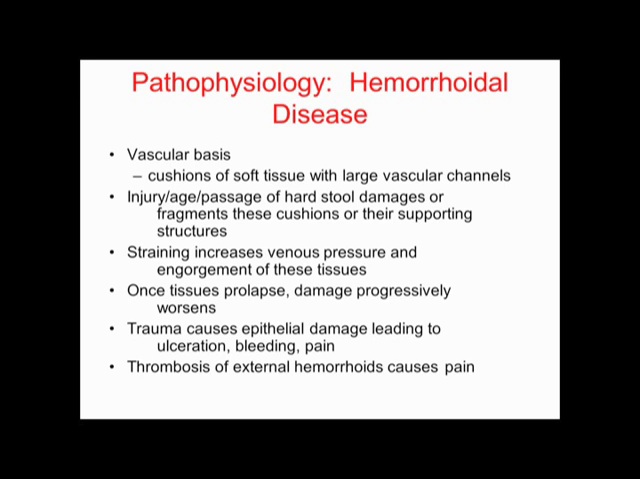So these are vascular cushions of soft tissue with large vascular channels. Injury, age, passing of hard stool, fragments or damages these cushions or their supporting structures, so they sag. They sag forward and in toward the middle. Straining, when you bear down hard, increases venous pressure, and that will also cause engorgement of those vessels. Once the tissues start to swell and prolapse, then the passage of stool keeps pushing it down more and more. With trauma to the surface, you can get epithelial damage, leading to ulceration, bleeding, and sometimes pain.